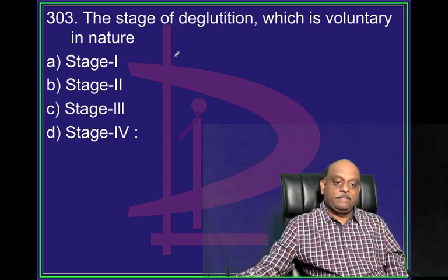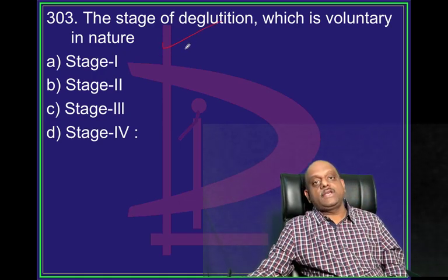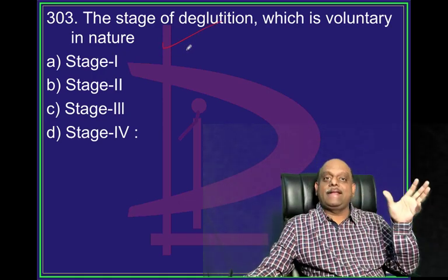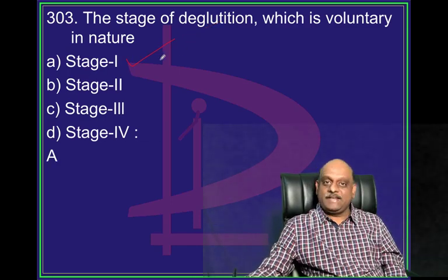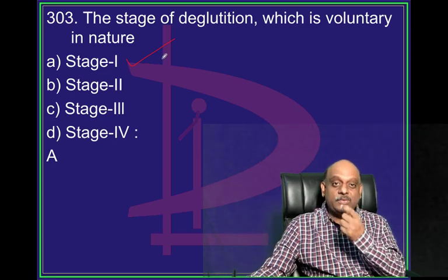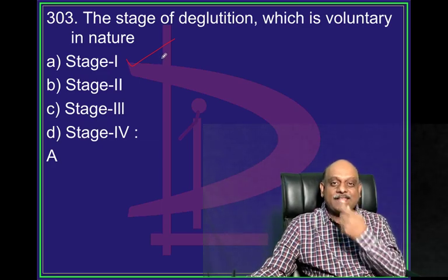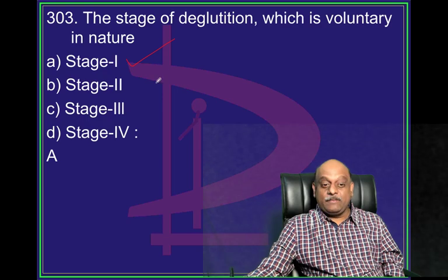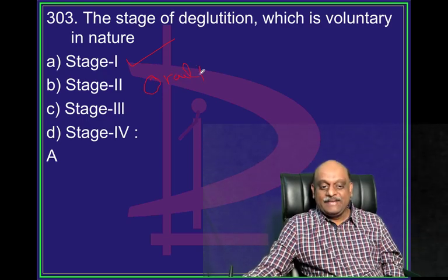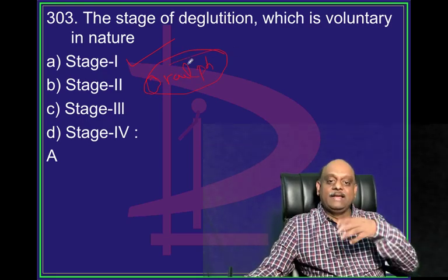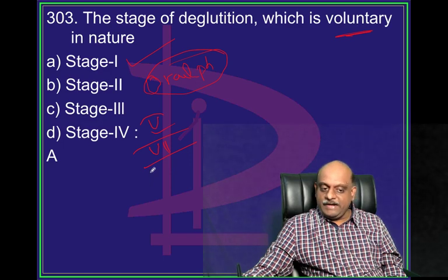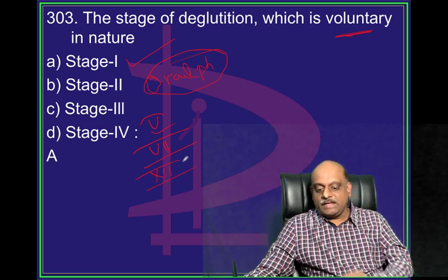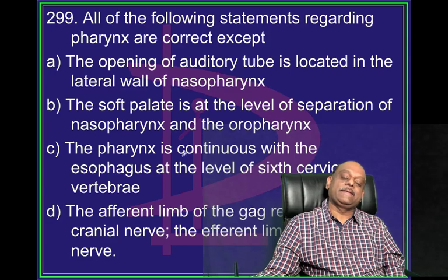So now, doctor, the stage of deglutition which is voluntary in nature, out of all these phases, is the first stage. When the laddoo goes inside the mouth, when the oral phase happens, the oral phase is considered to be a voluntary phase. So what are the cranial nerves important for that phase? 5th, 7th and 12th. These are the three nerves which are very important.